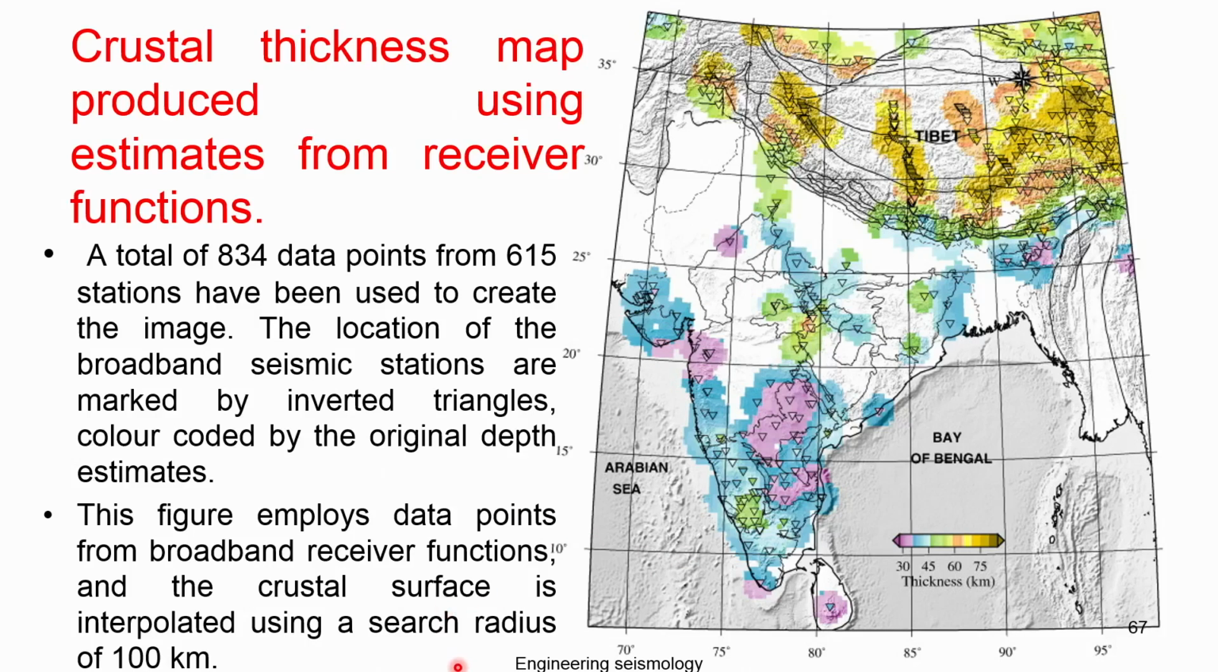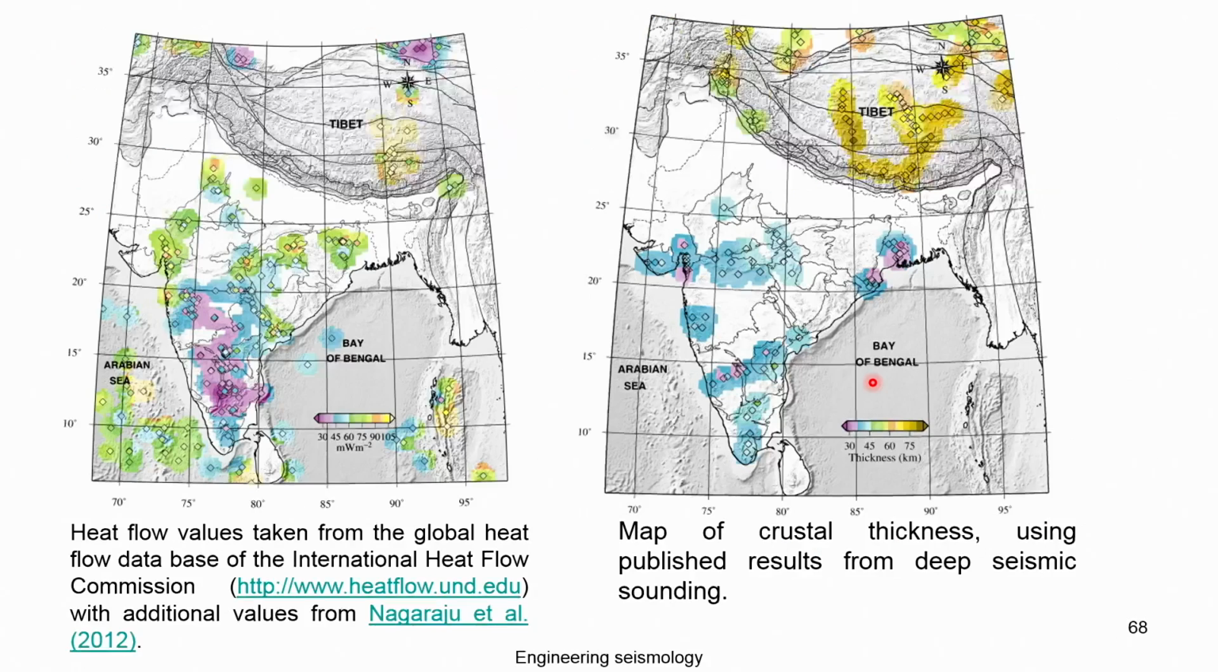The crustal surface is interpolated using a radius of 100 km. So the accuracy of this is that they consider each 100 km segment, and then try to interpolate and extrapolate the data using that. So that's why you can see that there are places where there is no data, meaning there is no station installed there. Okay, there is no study that has been carried out.